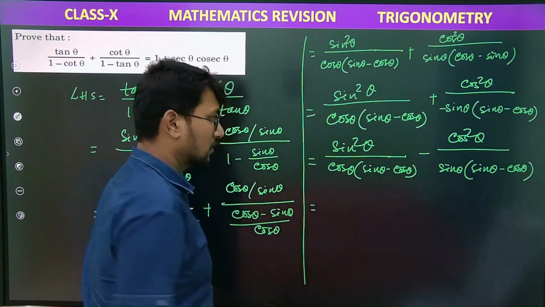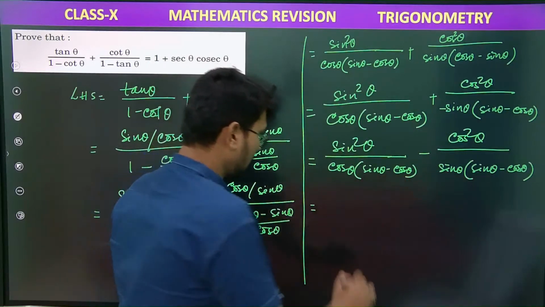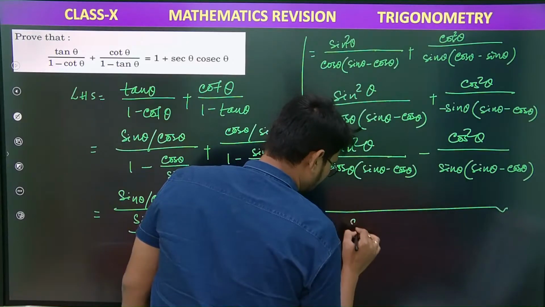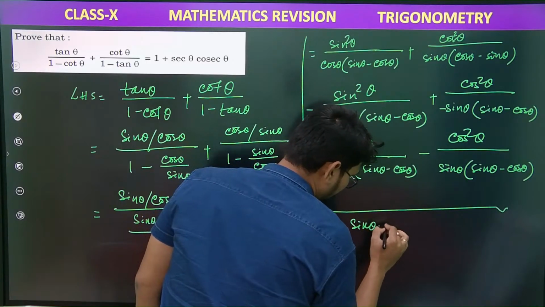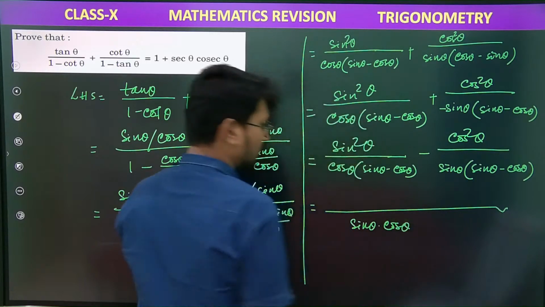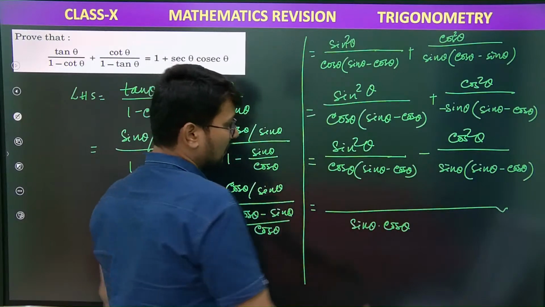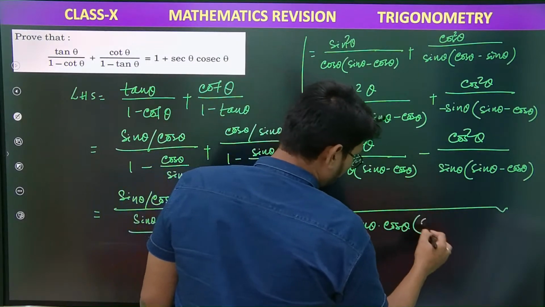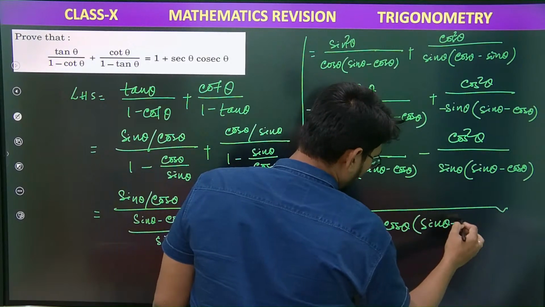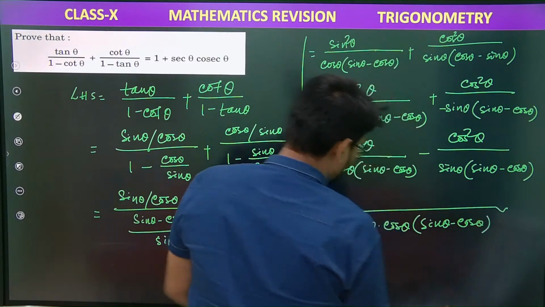Okay, so let us take the LCM. LCM क्या है? That is sin theta into cos theta. Though there is no factor of cos theta sin theta, and sin theta minus cos theta is what? Sin theta minus cos theta, because it is in both cases.